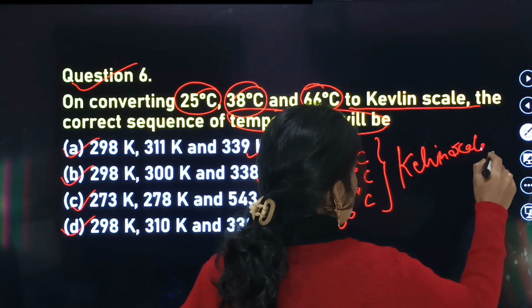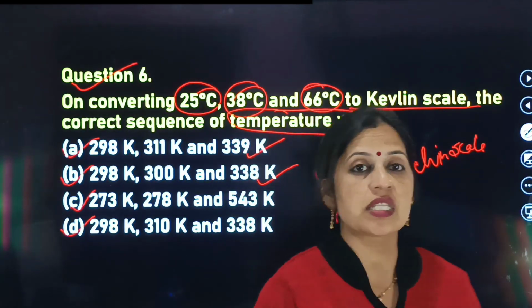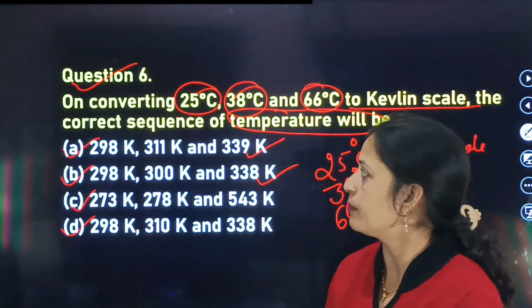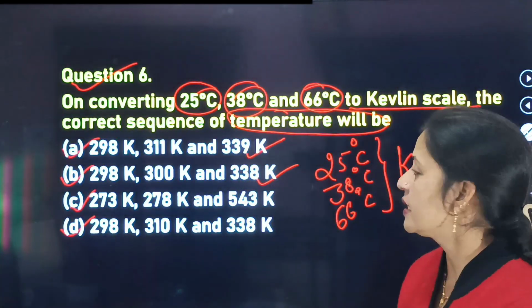So what is the correct sequence of the Kelvin temperature?